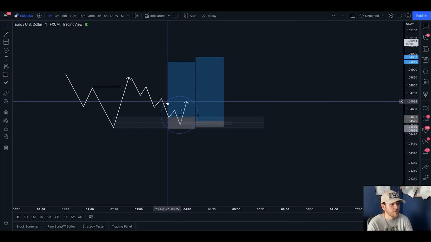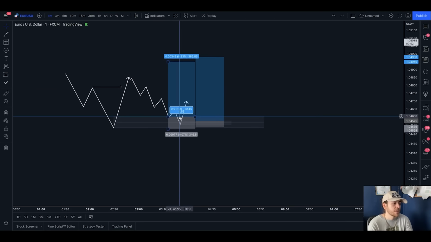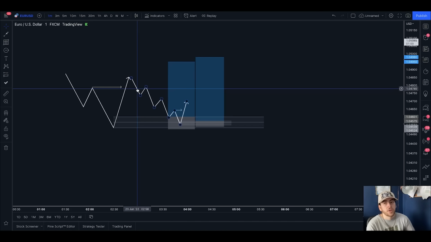Now, it's not going to happen every single time. You will miss more setups doing this, but the ones you do catch are going to be significantly higher probability and significantly higher reward as well.